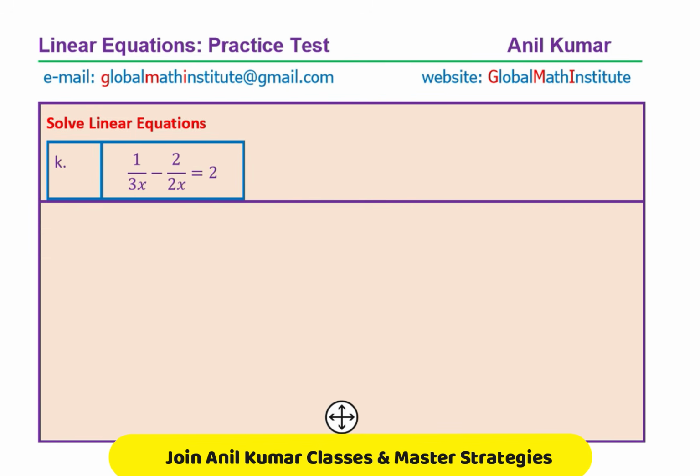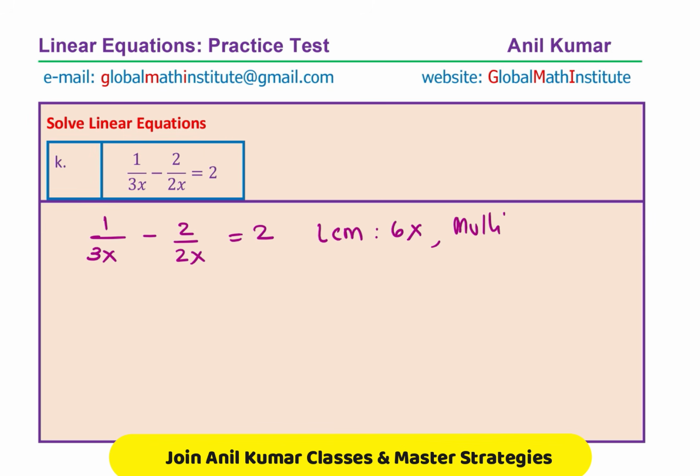Now here is the second one, where we have denominators 3x and 2x. Let me rewrite this: 1 over 3x minus 2 over 2x equals 2. What is the common denominator? The lowest common multiple, or LCD, is 6x. So what we could do is multiply every term by 6x, so multiply each term.